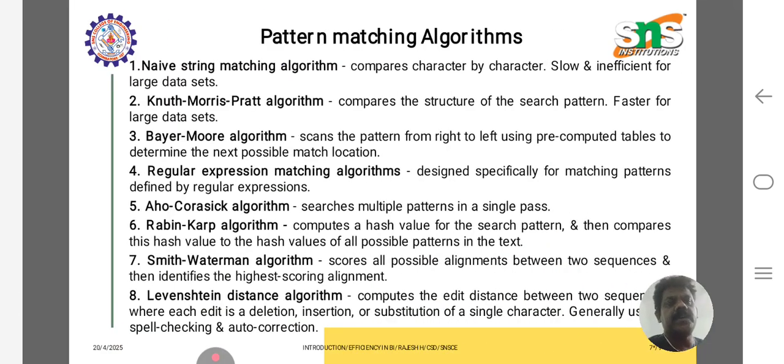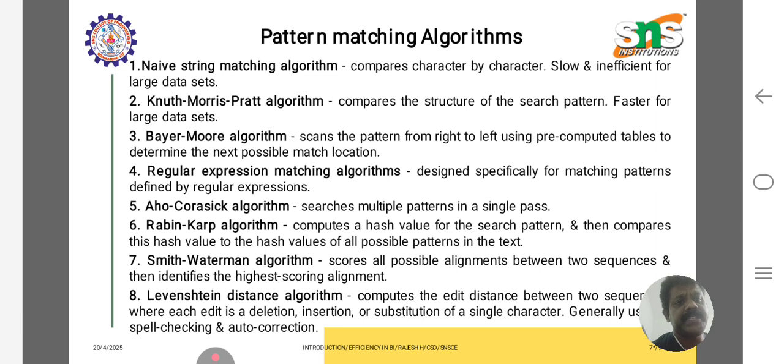So the pattern matching algorithms go by different names. The naive string matching algorithm compares character by character, but it is slow and inefficient for large data sets. The other one is the Knuth-Morris-Pratt algorithm, which is a very popular one, and it compares the structure of the search pattern. It is faster for large data sets. And the Boyer-Moore algorithm, which scans the pattern from right to left using pre-computed tables to determine the next possible match location.